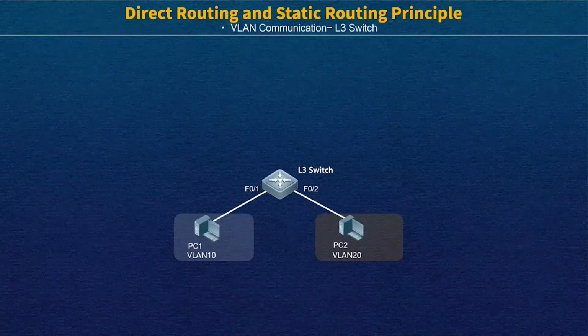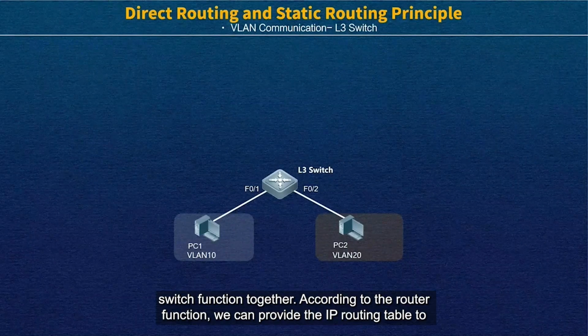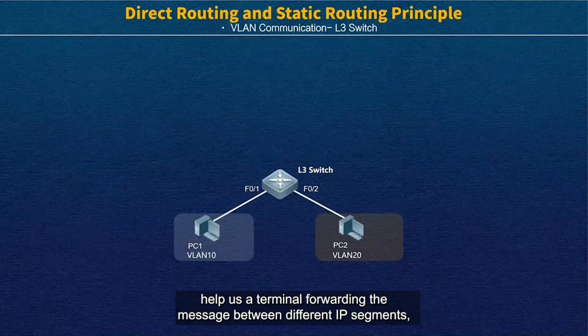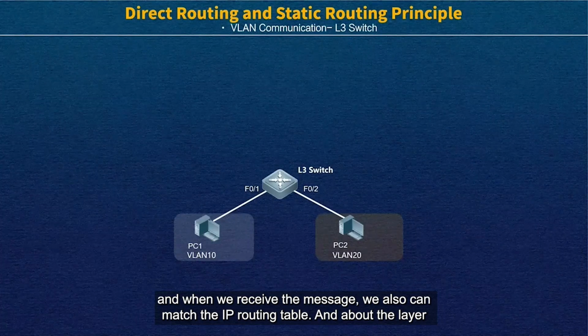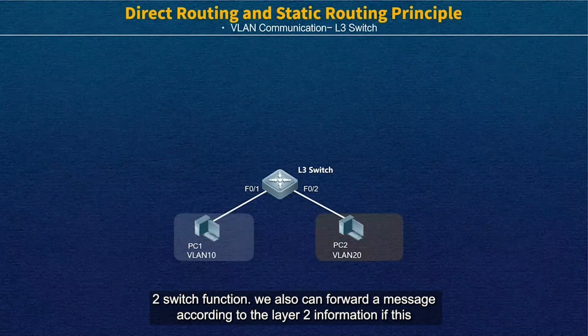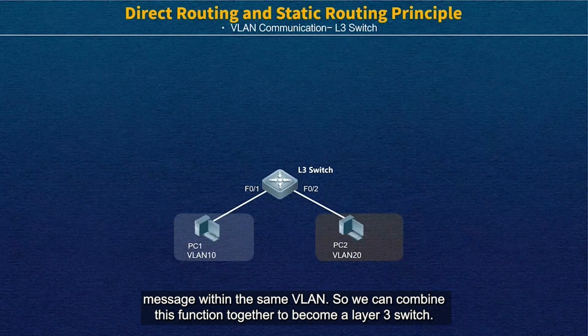About the layer 3 switch, you can think that we combine the router function and the layer 2 switch function together. With the router function, we can provide the IP routing table to help terminals forward messages between different IP segments, and when we receive a message, we can match the IP routing table. With the layer 2 switch function, we can also forward the message according to layer 2 information if the message is within the same VLAN. So we combine these functions together to become a layer 3 switch.